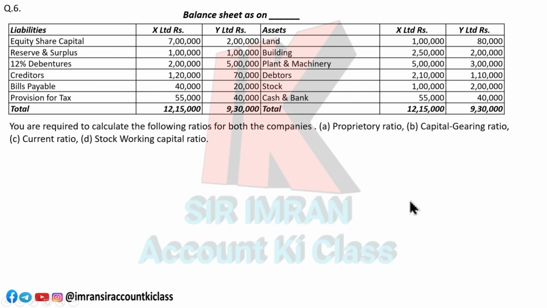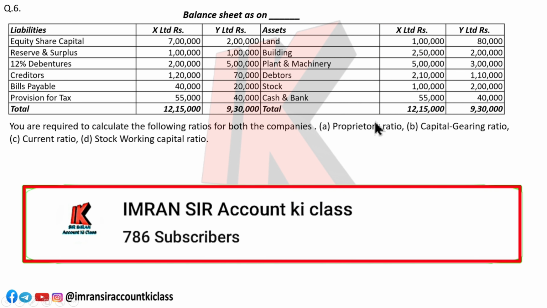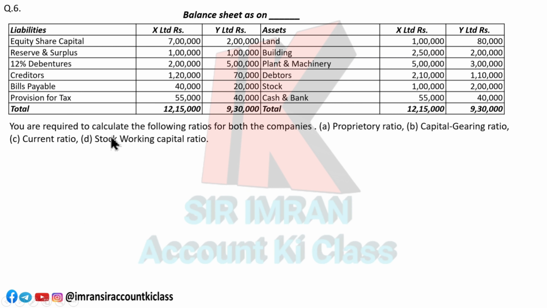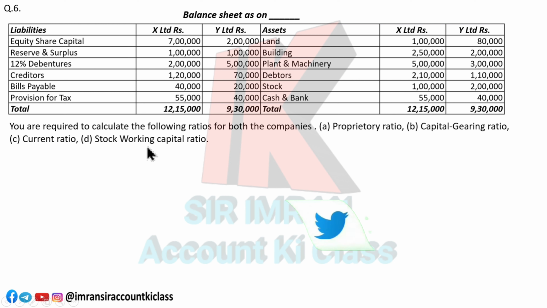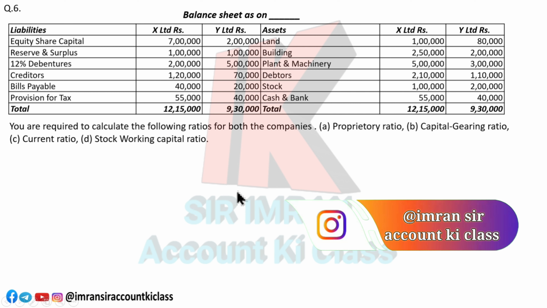In question number 6, a simple balance sheet is given. You are required to prepare the ratios for two companies, X Limited and Y Limited, and they're asking for proprietary ratio, capital gearing ratio, current ratio and stock working capital ratio. So we have to prepare a ratio for both the companies X and Y. Second thing, students, they are not asking for a vertical balance sheet, so no need to prepare one. Directly we can calculate the ratios. So our first ratio is proprietary ratio.